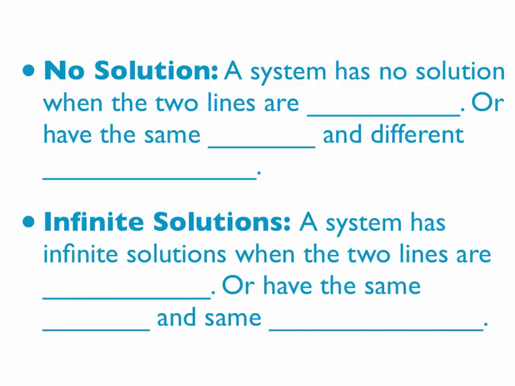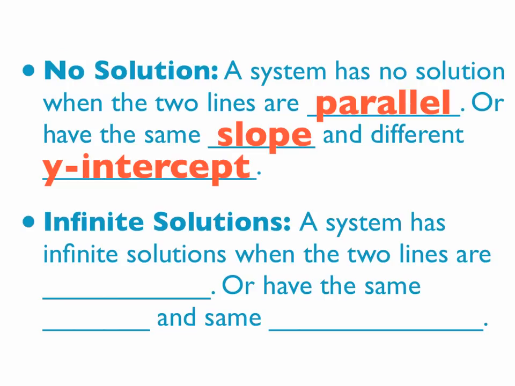Really quickly, we need to discuss no solution and infinite solutions for a system of equations. A system has no solution when the two lines are parallel, or they have the same slope and different y-intercepts. So if you have two equations that have the same slope and different y-intercepts, you know that system is going to have no solution because they're parallel and they're never going to intersect or have a point in common.